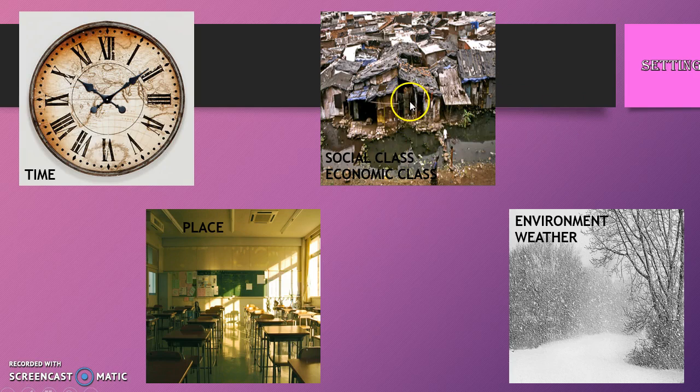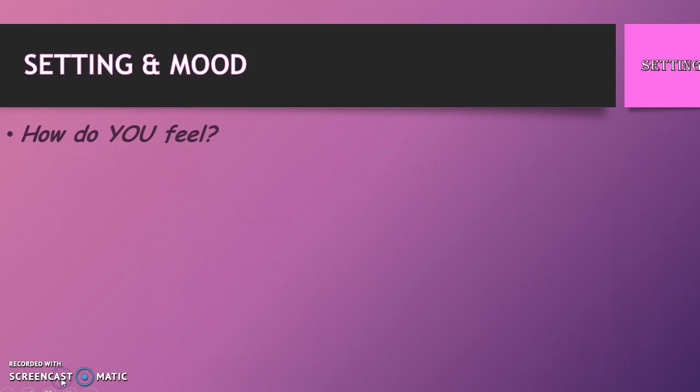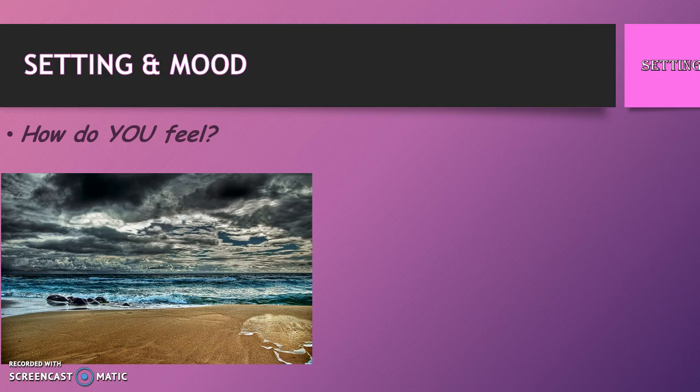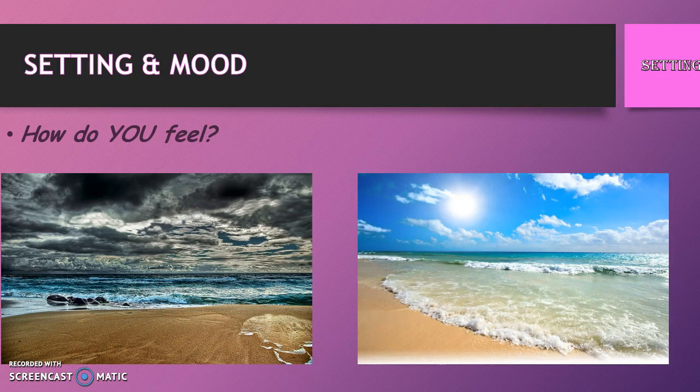Economic or social class. Is it a poor area? Is it a rich area? Environment and weather. The conditions outside, the surrounding areas, all of those things are going to help you to better understand the setting. Setting can also contribute to the mood. How do you feel? It could be a stormy beach, which might give you a sense of eeriness or fear. Or it could be a bright sunny day, which might give you a sense of joy or of relaxing.